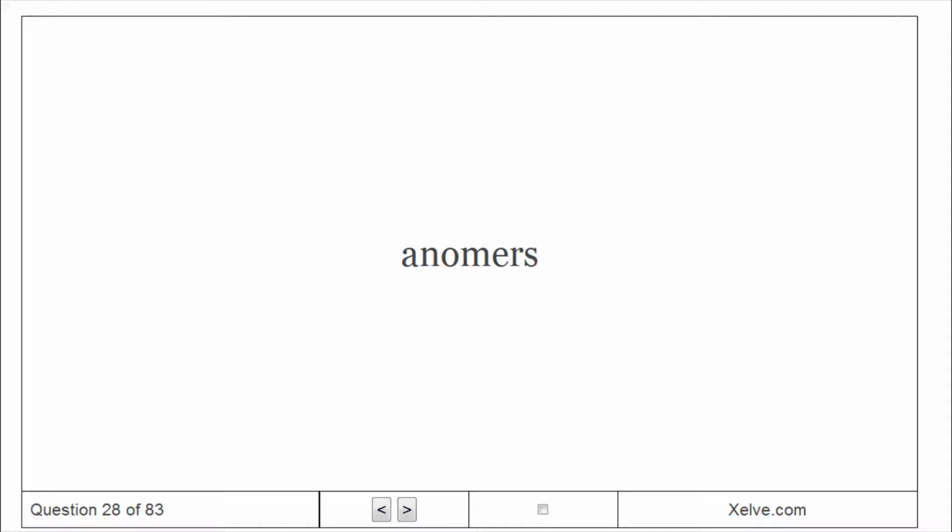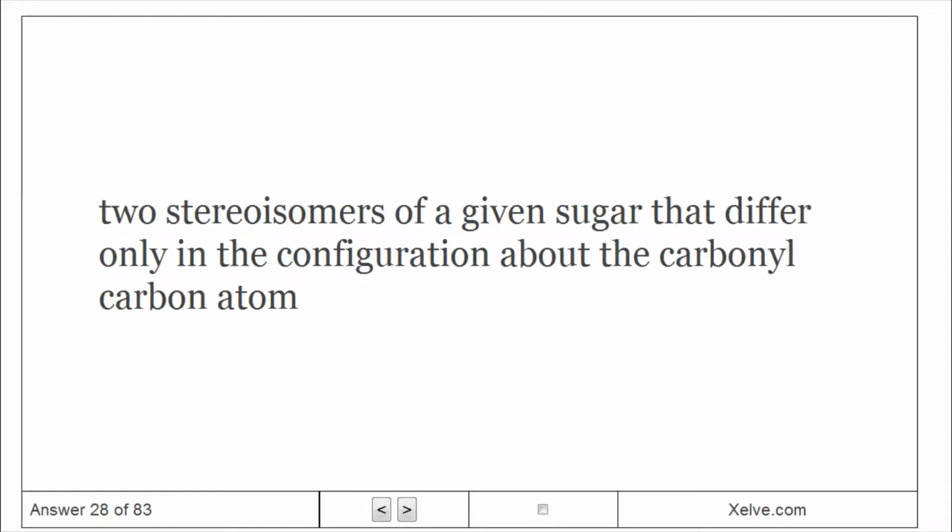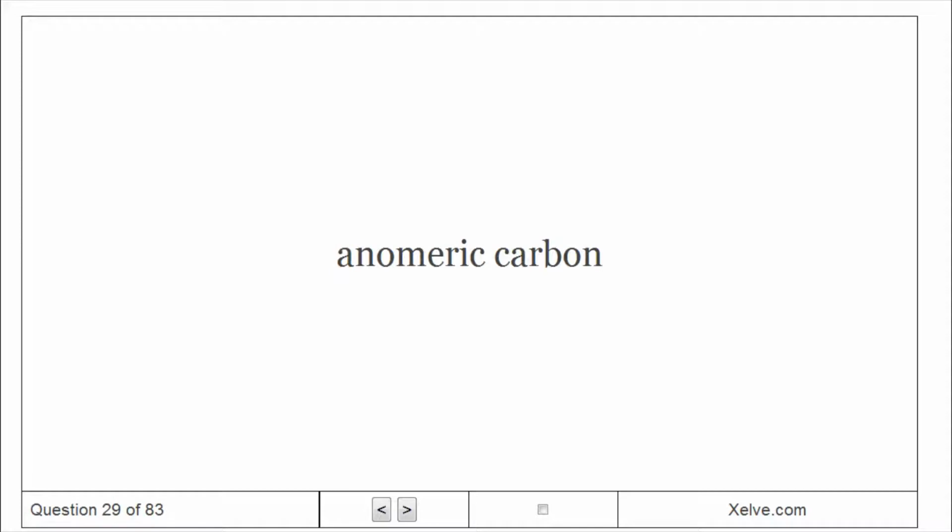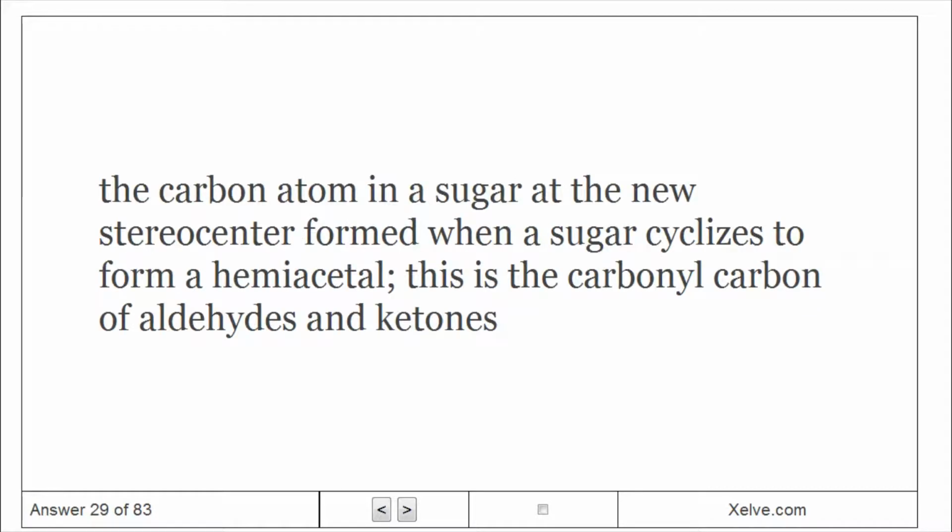Anomers. Two stereoisomers of a given sugar that differ only in the configuration about the carbonyl carbon atom. Anomeric carbon. The carbon atom in a sugar at the new stereocenter formed when a sugar cyclizes to form a hemiacetal. This is the carbonyl carbon of aldehydes and ketones.